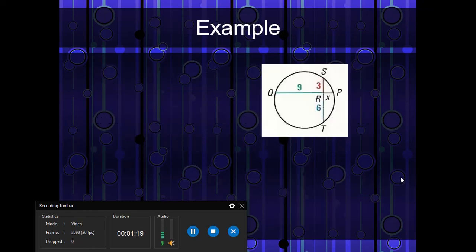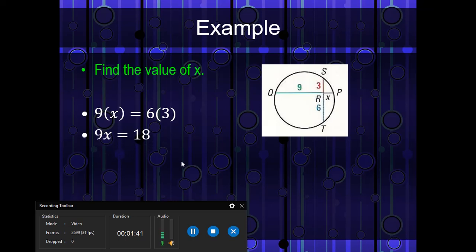Let's try a simple example. So we have numerical values for 3 of our pieces, and the 4th one is X. We have to find the value of X. So we're going to start by multiplying the pieces on QP, 9 times X, and that is equal to the product of the pieces on ST, 3 times 6. So if we follow through with our math, we know that the missing piece, X, is 2, and we can check that. 9 times 2 is 18, 3 times 6 is 18. The products are equal, but the pieces and the parts are not.